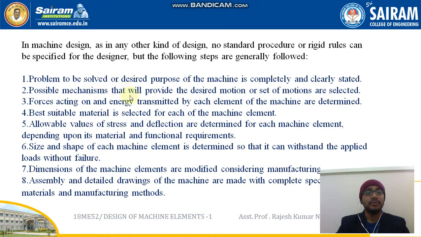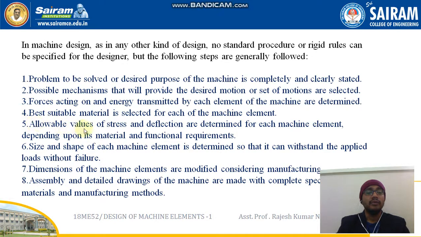But these steps are generally followed. The very first step is that the problem to be solved, or the desired purpose of the machine, is completely and clearly stated. The second point is that all the possible mechanisms that will provide the desired motion or set of motions should be selected. The third point is that forces acting on, and energy transmitted by, each element of the machine are determined. The next one is that the most suitable material is selected for each machine element.